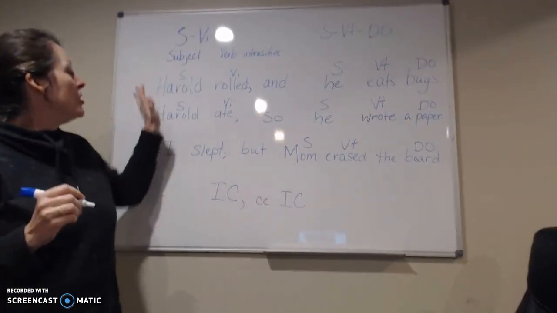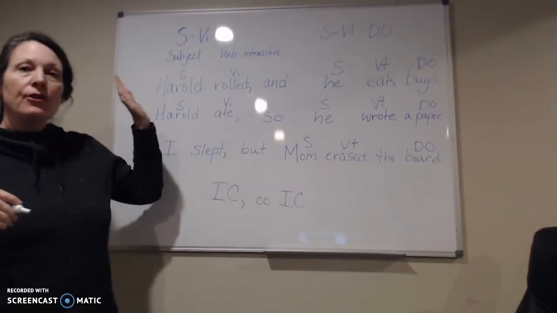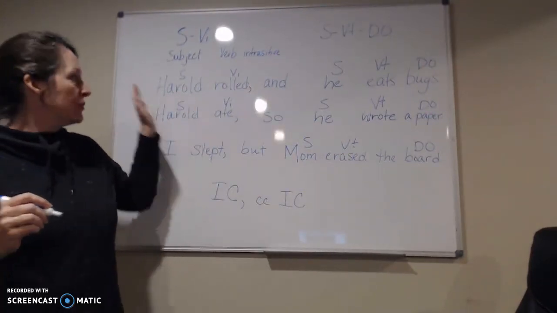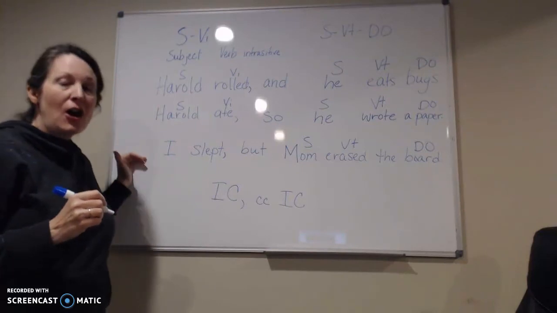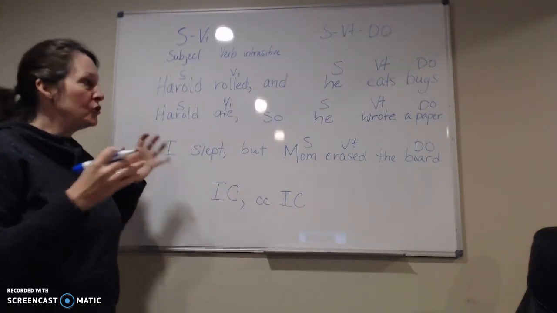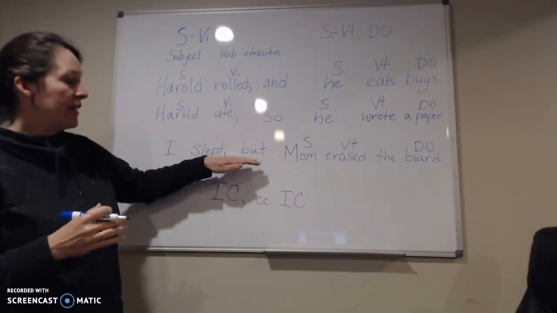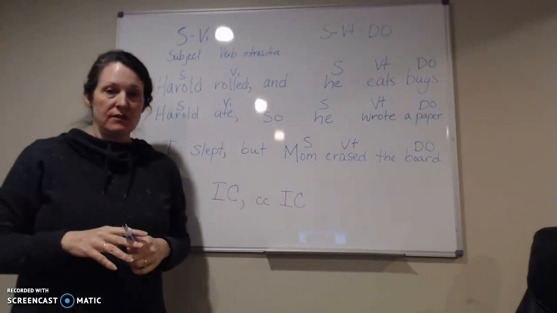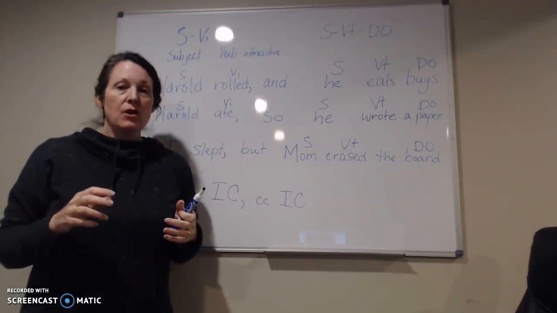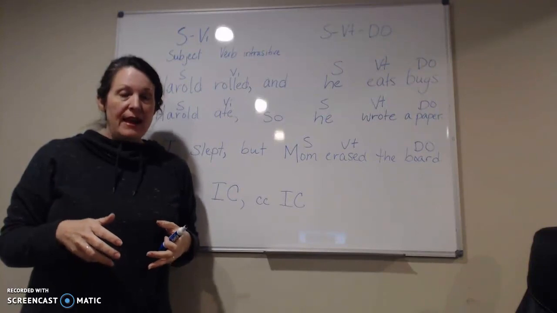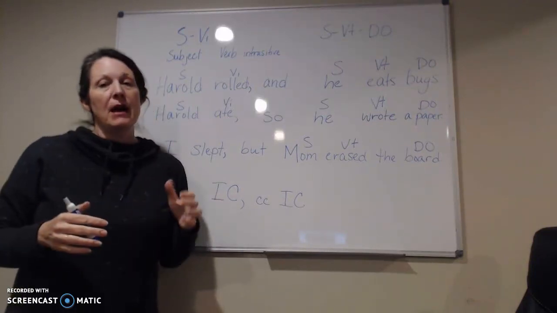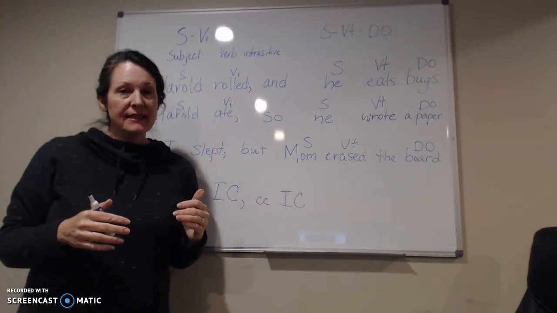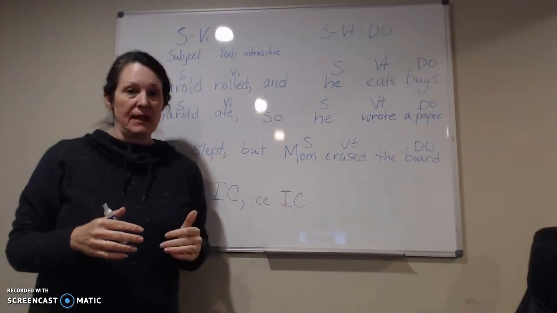Right. Okay. So here we have six independent clauses that we turned into three compound sentences by joining them together with different coordinating conjunctions. We're going to pause this video. And when we come back, we're going to talk about complex sentences, and then get into compound complex sentences.